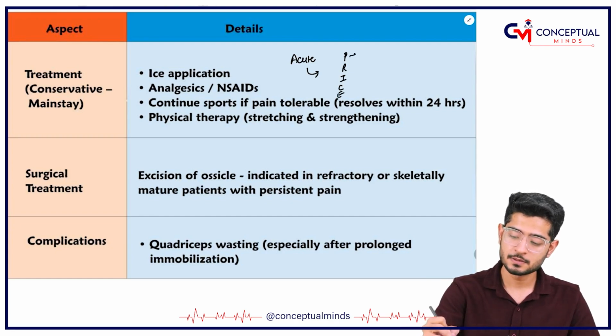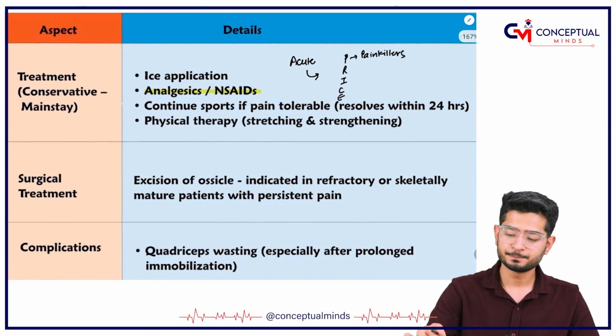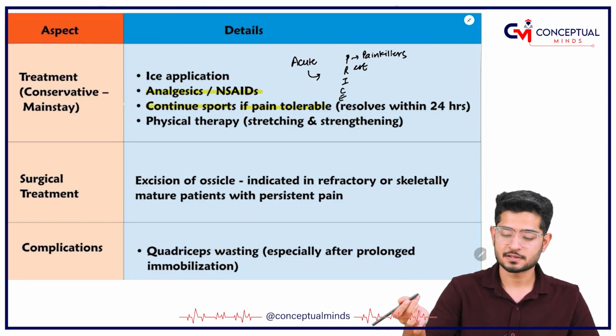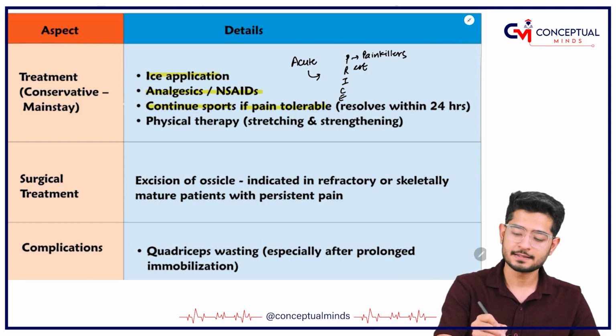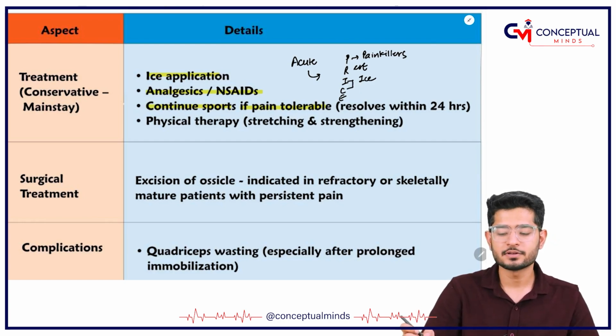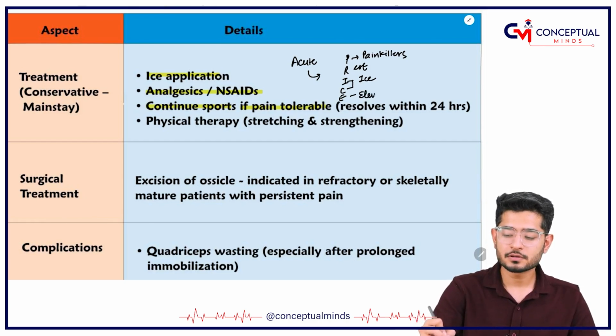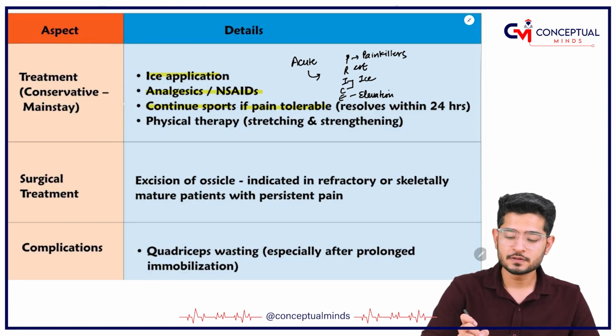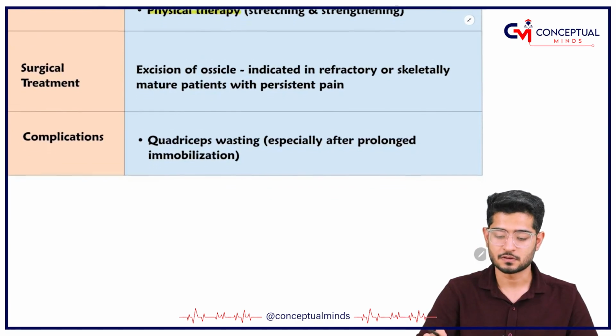P for painkillers. Some analgesics like NSAIDs you can use. And what is R? R for, of course, rest. If the pain is tolerable, the patient can continue sports, otherwise rest is given. Then I for ice application. I and C together, these are ice application only. And then E for elevation of the limb is also indicated. And of course, the right hand of all the orthopedic surgeons is physiotherapy. So physical therapy like stretching and strengthening exercises are also done.